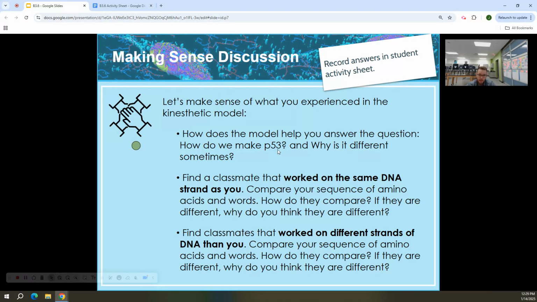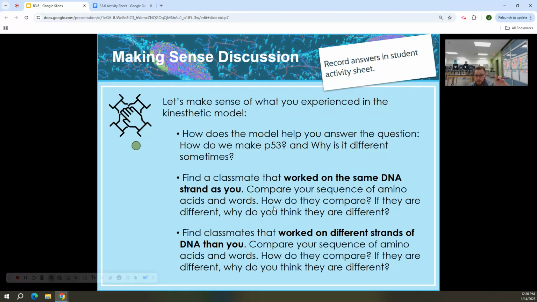Okay. And so the process that we just modeled, what was the end goal? What did we make at the end of that process? What was the sentence, right? And that should help me understand what P53 is, and then why it's different. So what would occur in that process that you just modeled in that kinesthetic model that could make P53 different sometimes? Okay, so then find someone that worked on the same DNA strand as you.